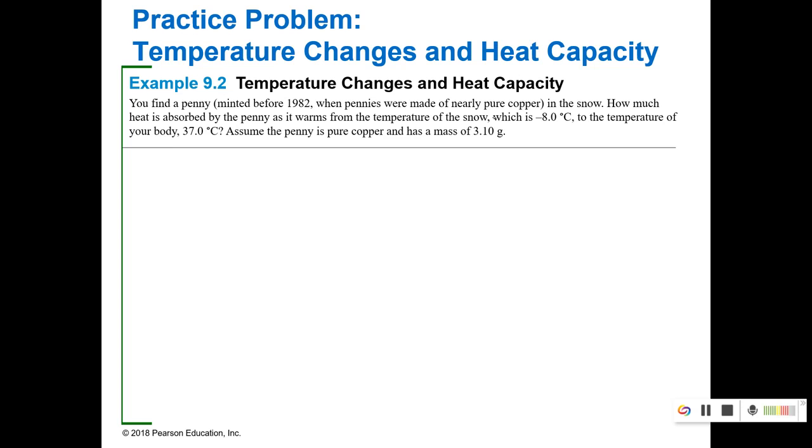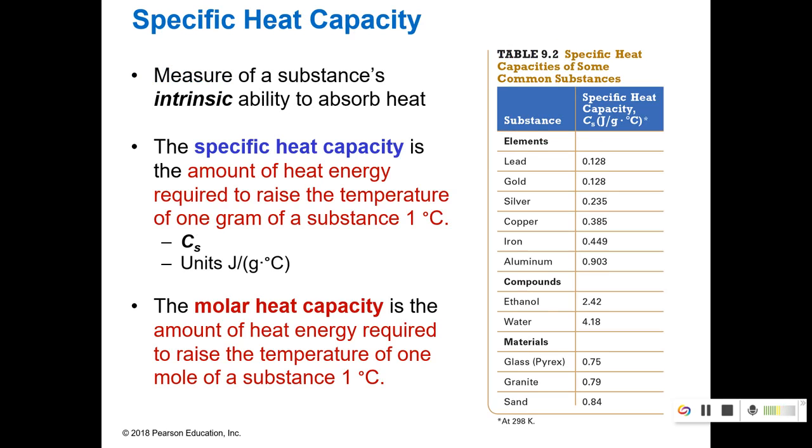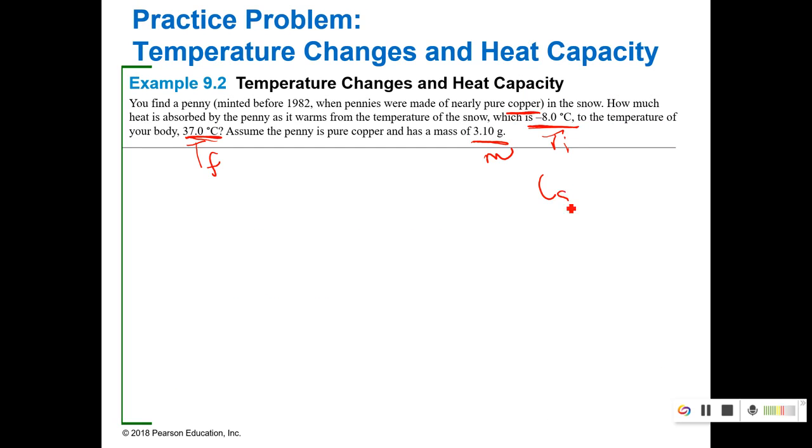Oh, not yet. Okay, so we've got a temperature, -8 degrees Celsius, and the temperature of your body is 37 degrees Celsius. It gives us a mass. It also tells us copper. That's how we know which specific heat capacity to use. It tells us the compound or the element. So how much heat is absorbed when a penny warms from the temperature. So this is Ti, the initial, and this is Tf. Here's my mass. Let me go back and get copper's specific heat. So Cs is 0.385.